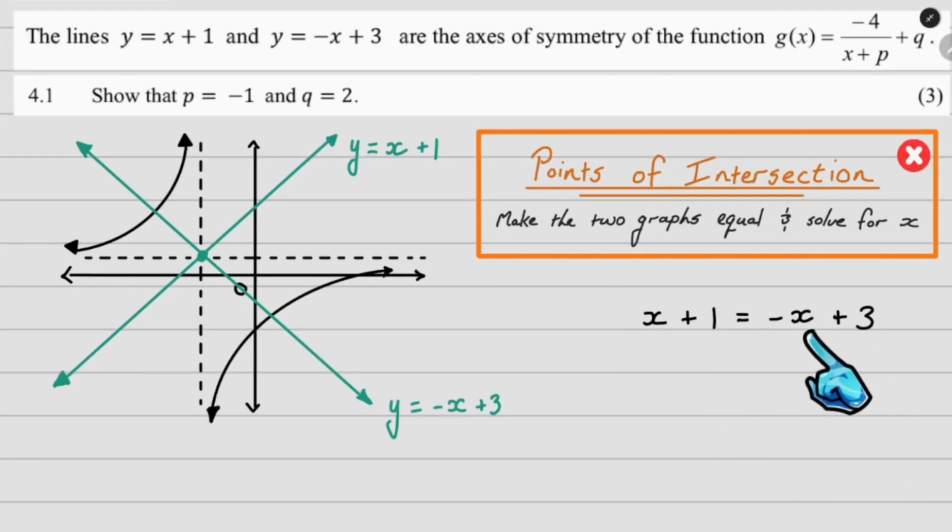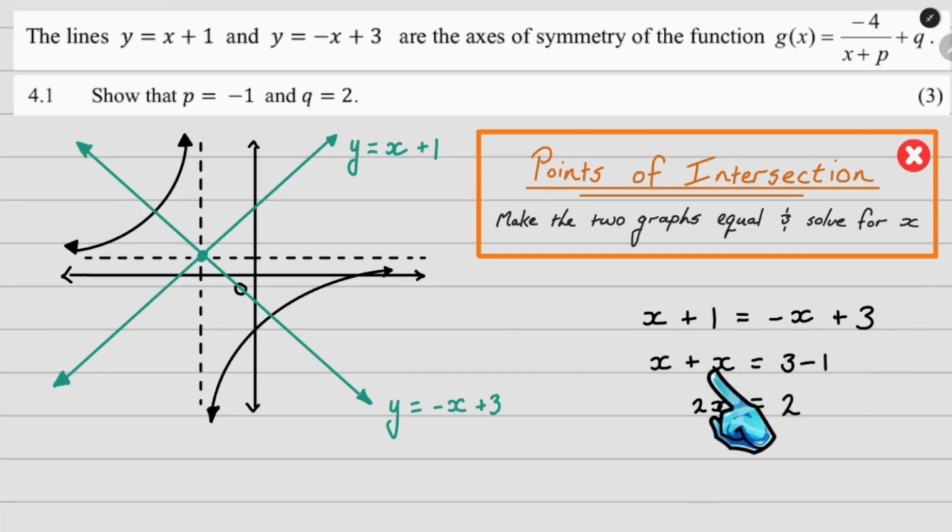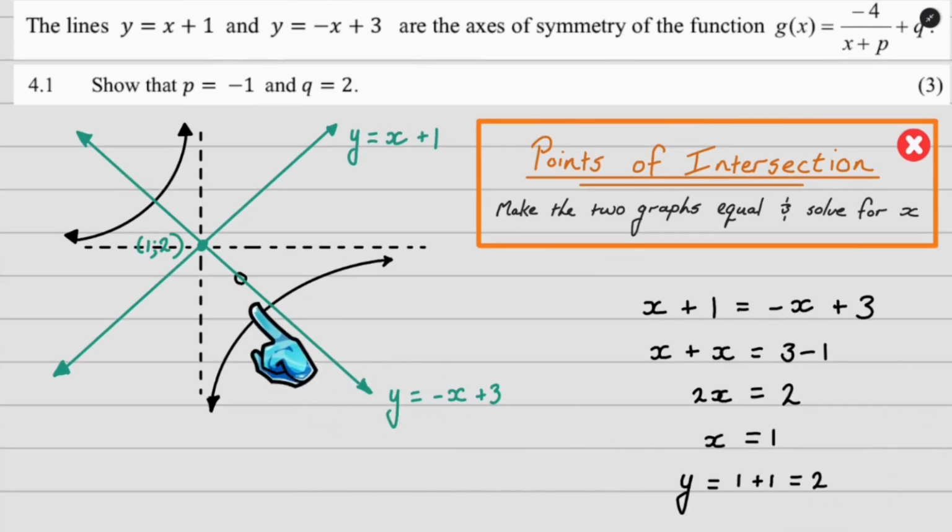Now that I've made them equal, I'm going to take this x over, it becomes positive x. I'm going to take this 1 over and it becomes -1. And x plus x is just 2x. 3 minus 1 is just 2. I divide both sides by 2 to get x on its own, and I get x to be 1. Now I'm going to sub that back into the graph to get my y value. This one looks a bit easier to work with. If I put this x into that x's place, 1 plus 1 will give me 2. That helps me conclude that this point of intersection between the axes of symmetry is (1; 2).